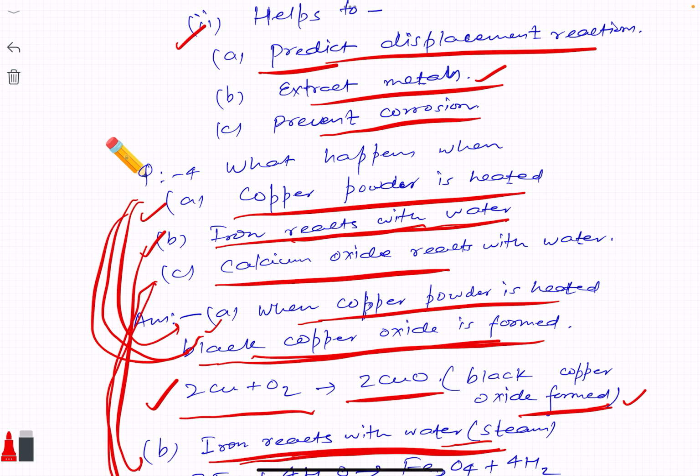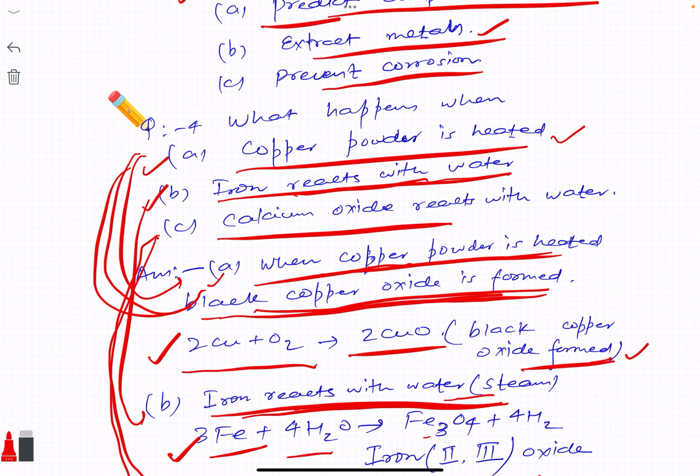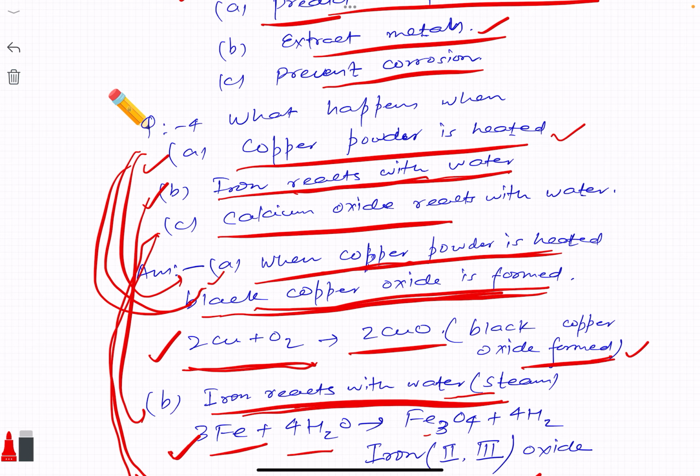Question number 4, what happens when copper powder is heated? When copper powder is heated, black copper oxide is formed. The equation is 2Cu + O2 → 2CuO, black copper oxide is formed.